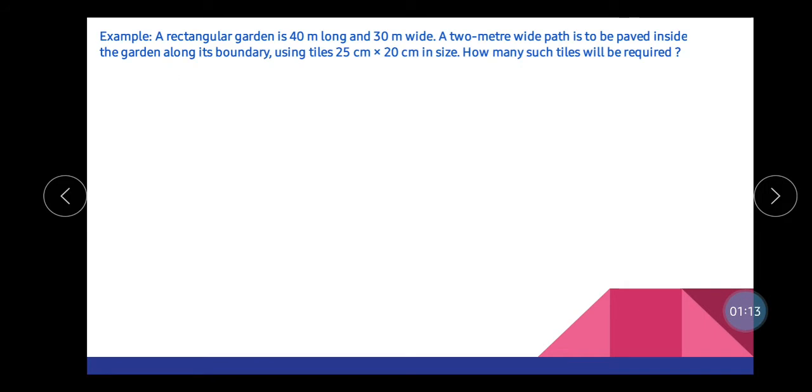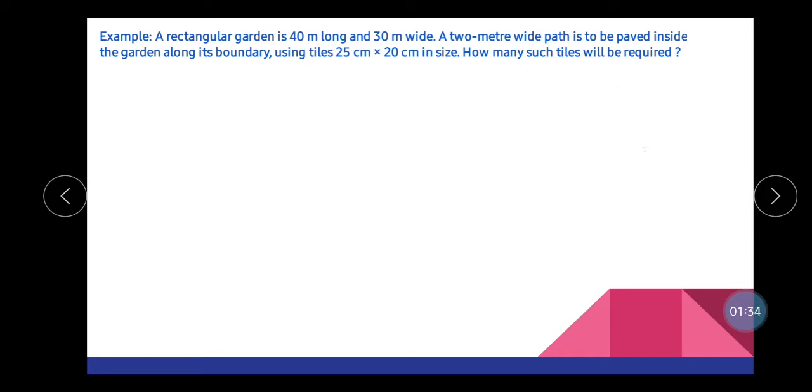Now let us see an example. A rectangular garden is 40 meter long and 30 meter wide. A 2-meter wide path is to be paved inside the garden along its boundary. Using tiles 25 centimeter by 20 centimeter in size, how many such tiles will be required?